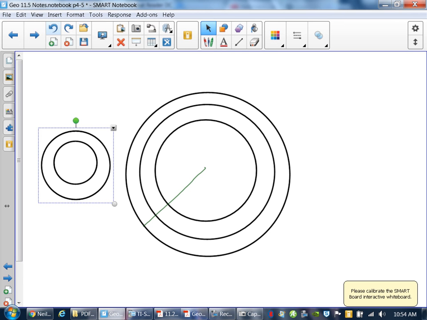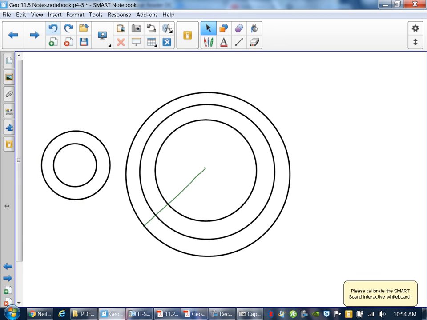You'll see lots of these problems coming up pretty soon when we talk about geometric probability, like on a regular dartboard, where each space has a different value to it. That's why they do that.